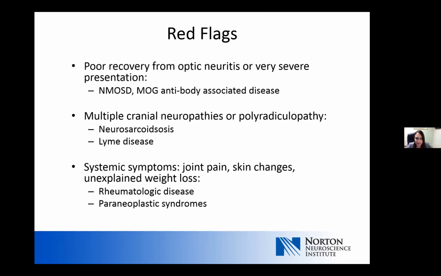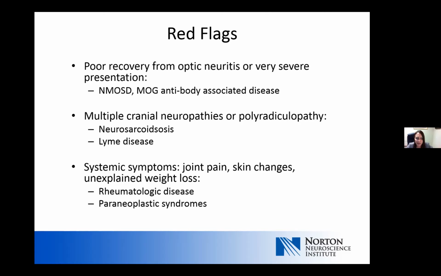Some red flags that I see. So patients who have really severe optic neuritis or a poor recovery of optic neuritis, I worry about other things, other demyelinating diseases, then also ischemic and non-ischemic optic neuropathy. I think about those as well. Patients who've had multiple cranial nerve involvement, so like an optic neuritis and a history of Bell's palsy, or cranial nerve 7 involvement, that would make me worry about these. And then also involvement of the nerve roots makes me think about sarcoidosis or perhaps Lyme disease.